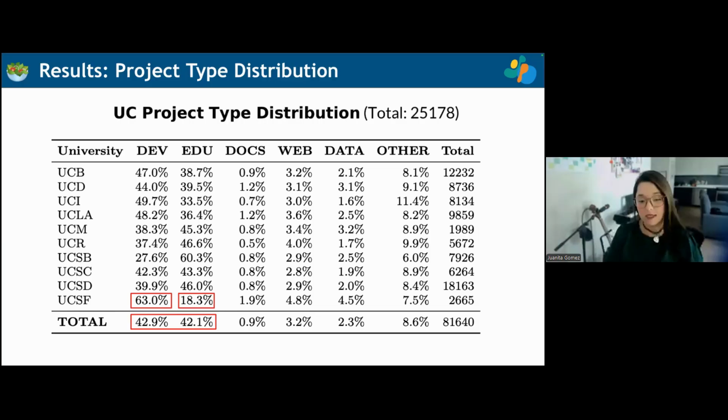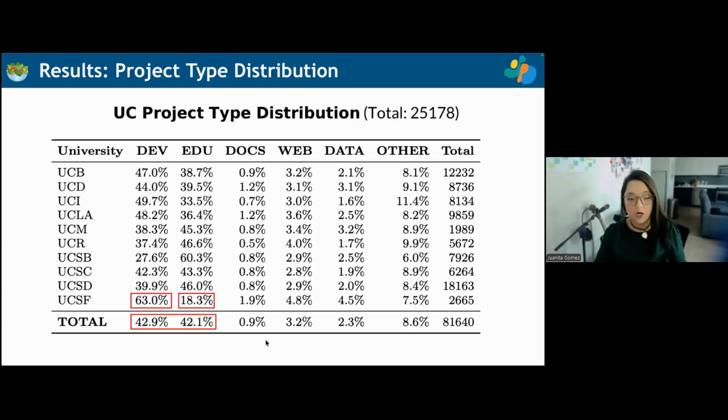UCSF is a university that, in case you don't know, only has graduate studies. They don't have undergrad programs, which means that most of the work there is focused on research. So this explains why there are a lot fewer classes, and why the percentage of education materials is much lower in comparison with the other universities. So this is an interesting sanity check for me to see that maybe these numbers actually do make sense.